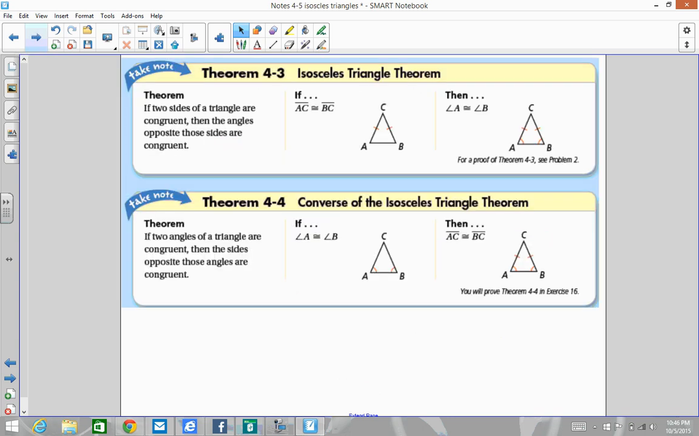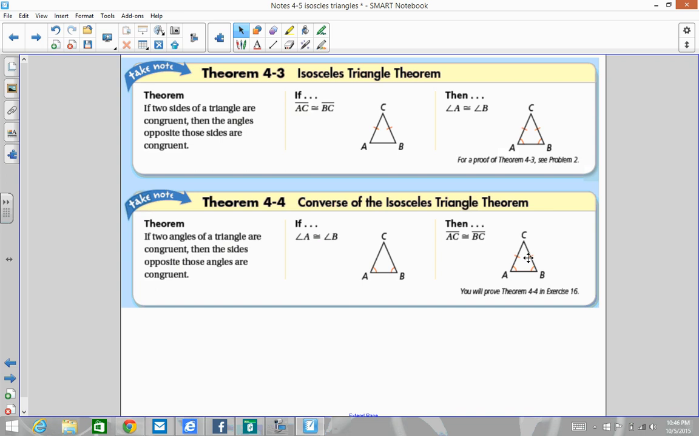All right, so first we have the isosceles triangle theorem. It says that if you have an isosceles triangle, triangle ABC here, and its two legs are congruent, then the two angles, the base angles, are congruent, or the two angles opposite of those two congruent sides are congruent. And then the converse of that says if you have the two base angles congruent, then you know the sides opposite of those two angles are congruent.